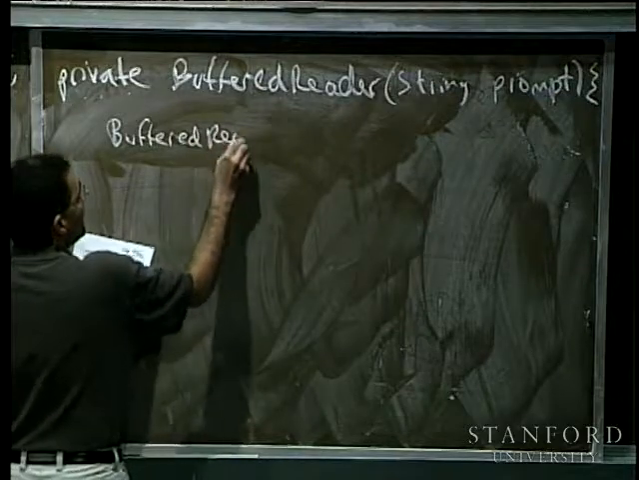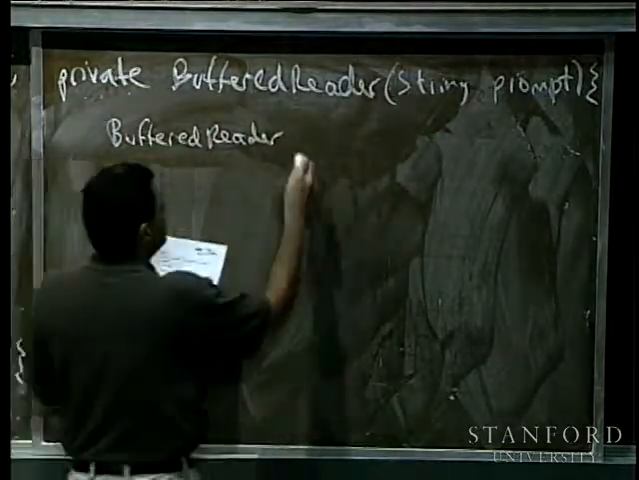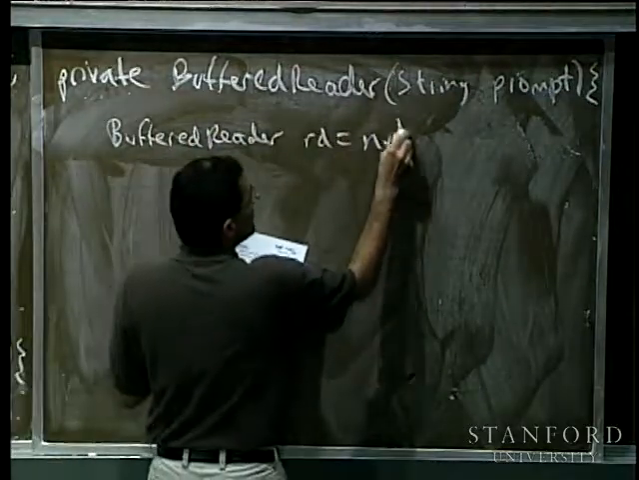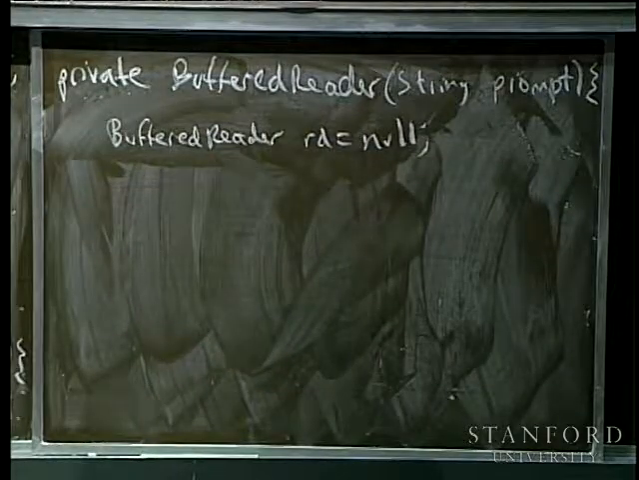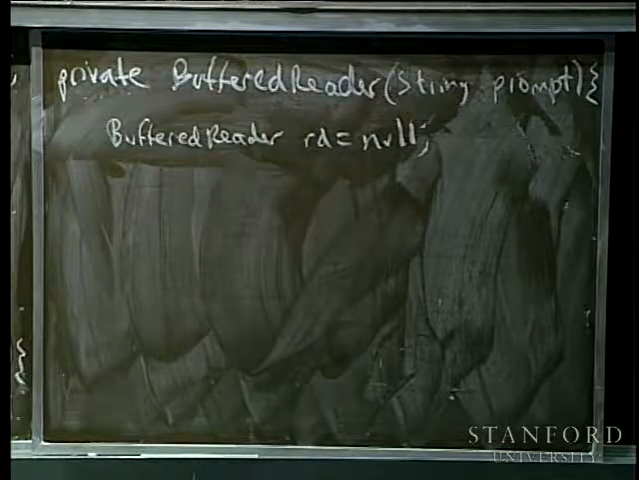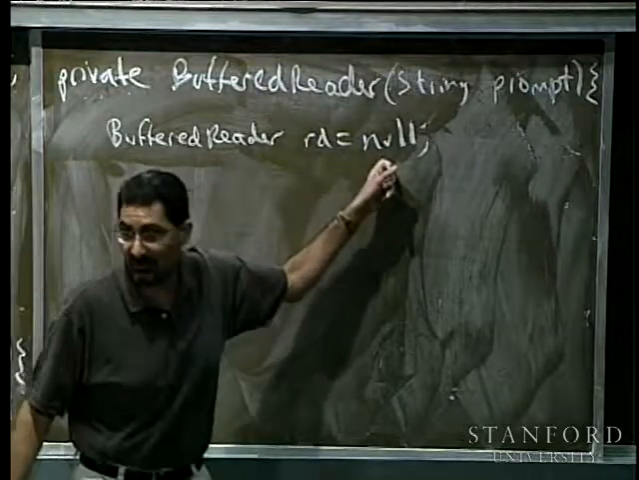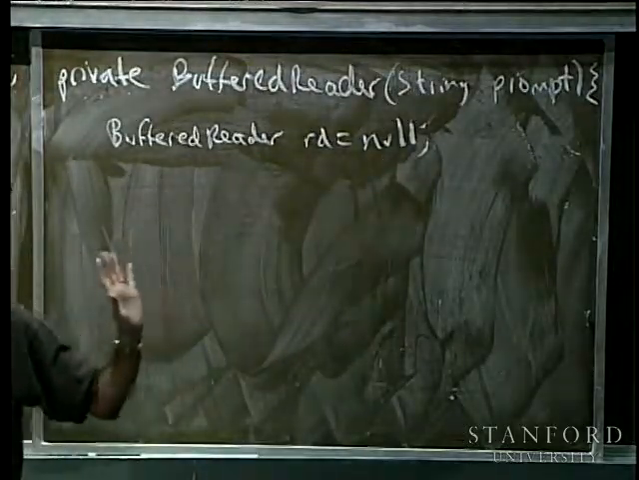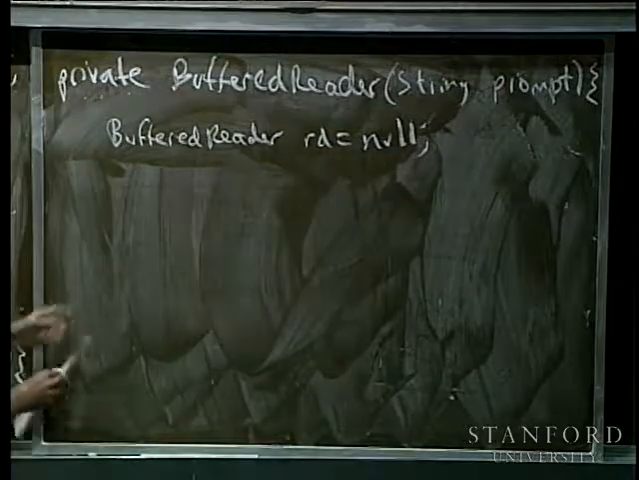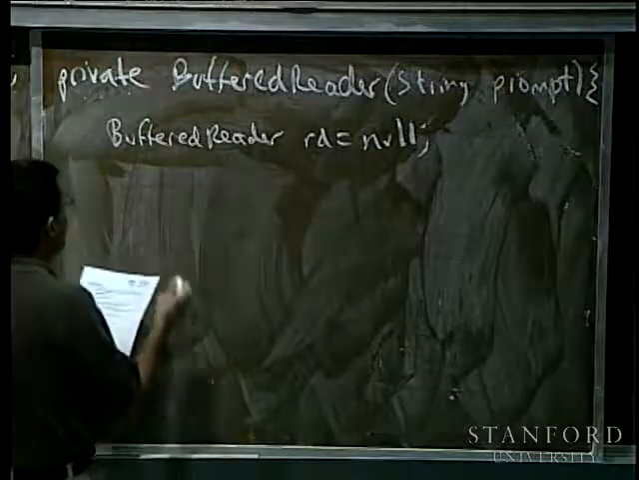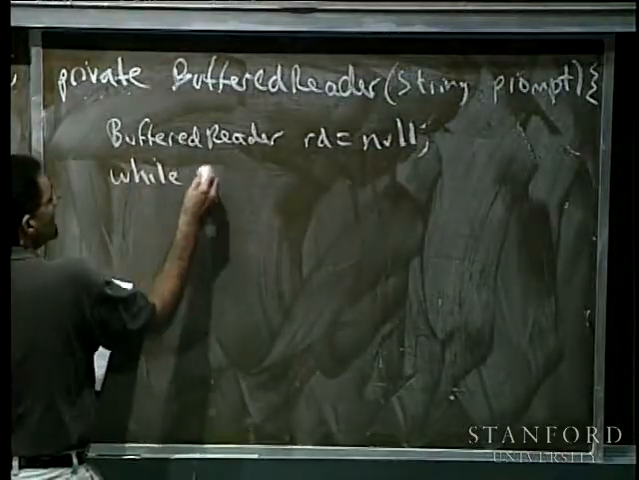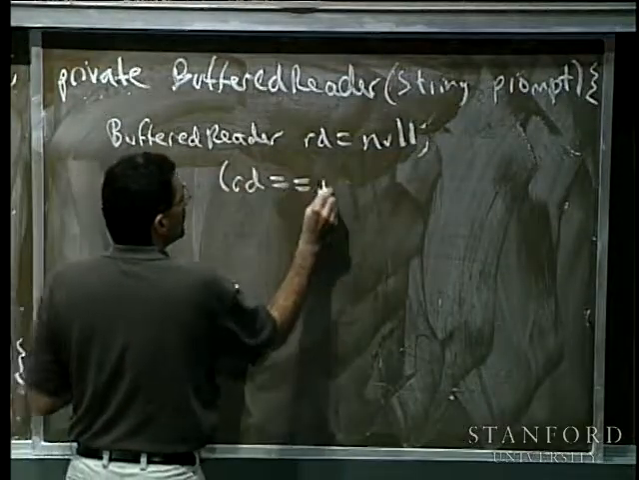So I'm going to declare a buffered reader as a local variable, rd, and I'm going to set it initially to be null, which means I created the buffered reader. At least I created a pointer for it, a reference for it. I have not actually created the object yet. So I can't make any method calls on rd yet, right? I've just created the local variable. I'm going to actually create the object in just a second. I'm going to have a while loop here and say while rd is equal to null.